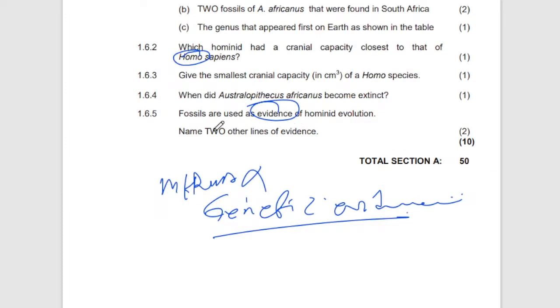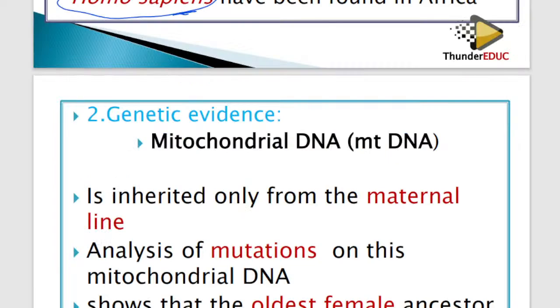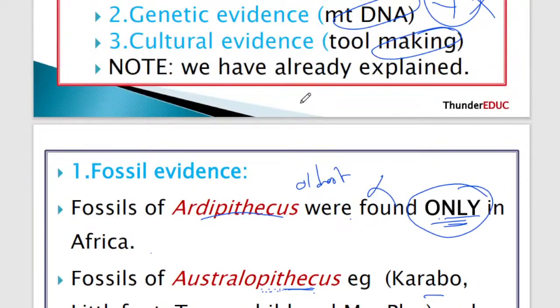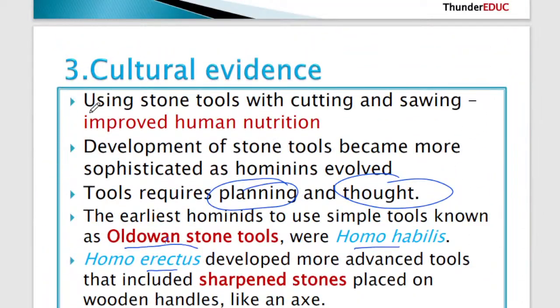Then lastly, another one you can talk about is cultural evidence. Some people are going to say use of tools, which is wrong. Use of tools is not an evidence. Use of tools is an example of cultural evidence. When you come here, you're saying cultural evidence, use of stone tools. So when they ask you for evidence, please don't say tools unless they say cultural evidence. When you're explaining cultural evidence, then you bring in the use of tools. So guys, you have to know that.